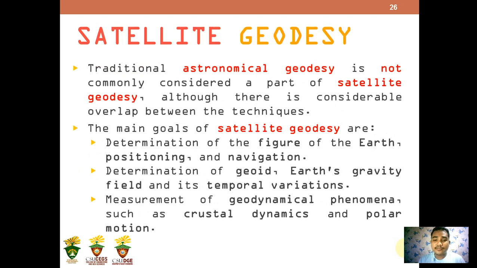So traditional astronomical geodesy is not commonly considered as part of satellite geodesy, although there is a considerable overlap between these techniques. Because in the past, there were no satellites yet, satellites had not been discovered. The method was astronomical observation, what we call astronomical geodesy. It is the same concept, still measurement, defining the locations, mapping the Earth's surface, but astronomical geodesy is not part of satellite geodesy.